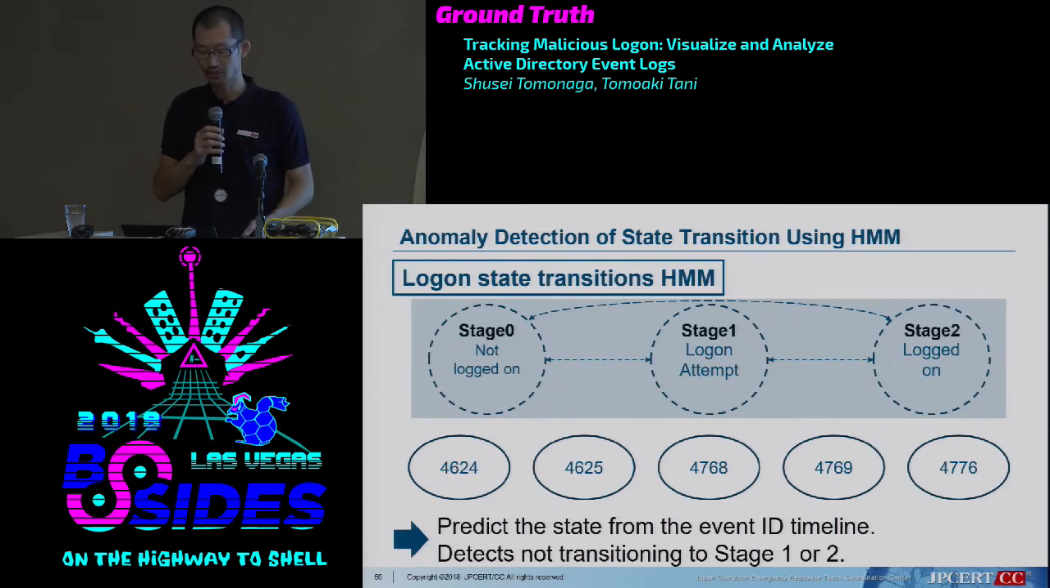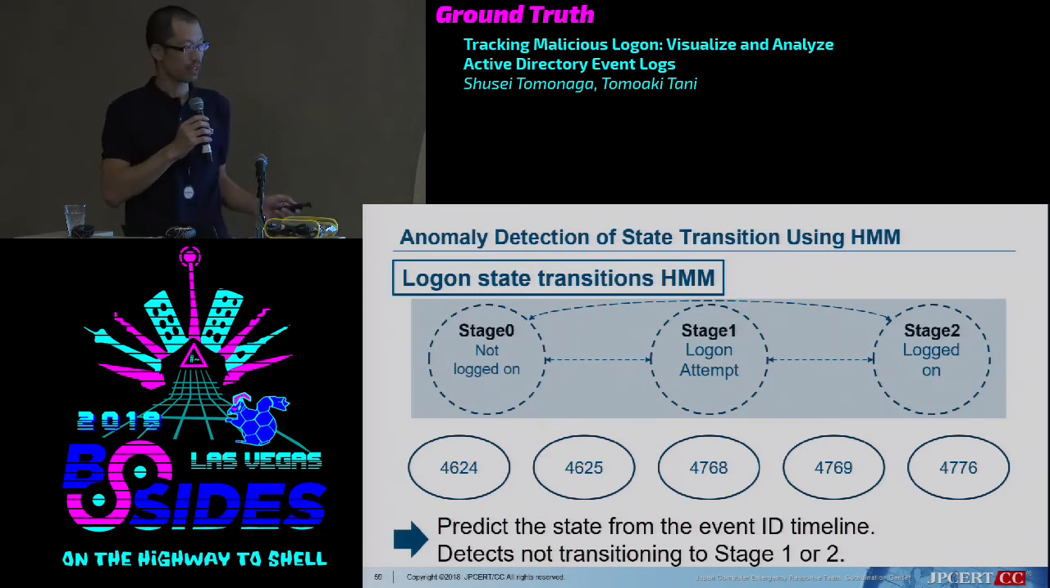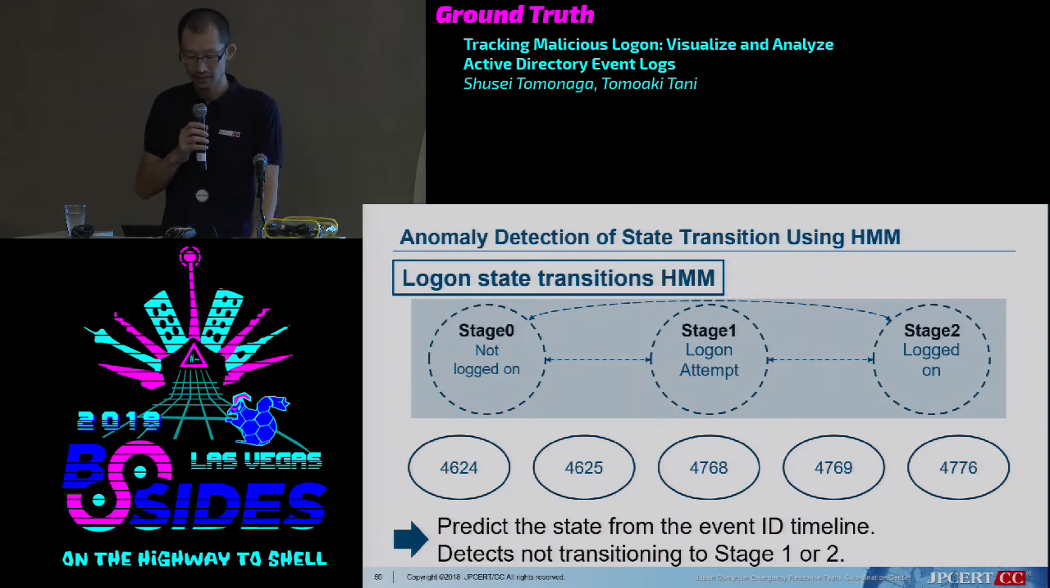We analyze the event log using the hidden Markov model. Events are these logon event IDs. And the hidden states are not logged on, logon attempt, and logged on. Predict the state of the event ID timeline.